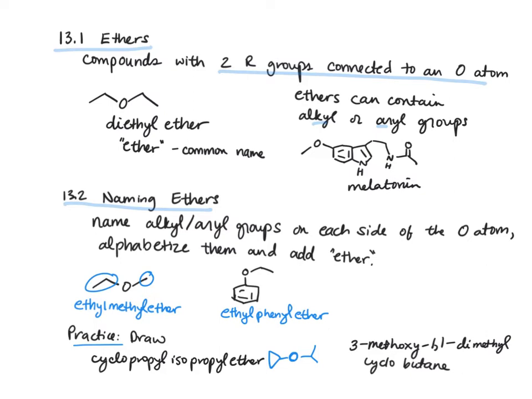In our next example, we have 3-methoxy-1,1-dimethyl cyclobutane. I'm going to start this one by building cyclobutane and putting 2 methyl groups at one of the carbons, which we'll now call carbon 1. Opposite that, at the 3 position, we have a methoxy group, so that's what the compound looks like.